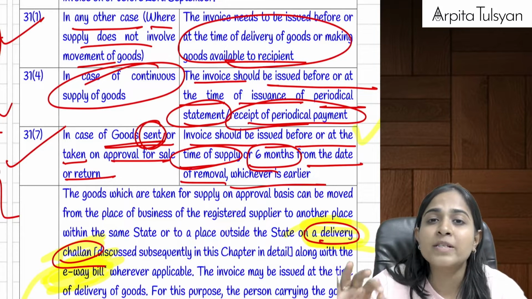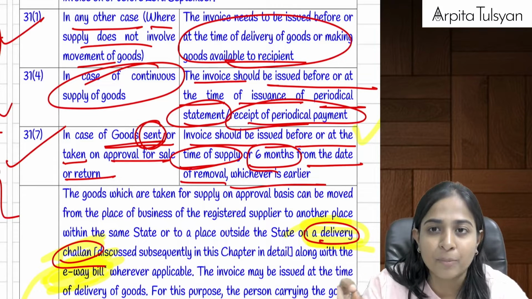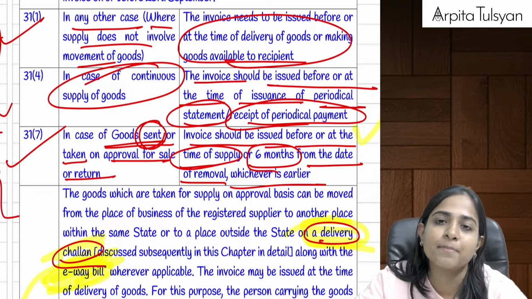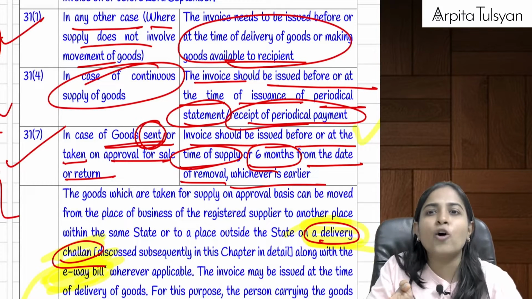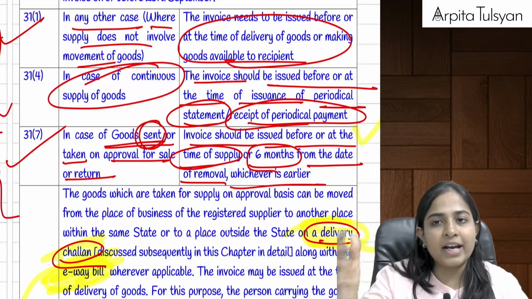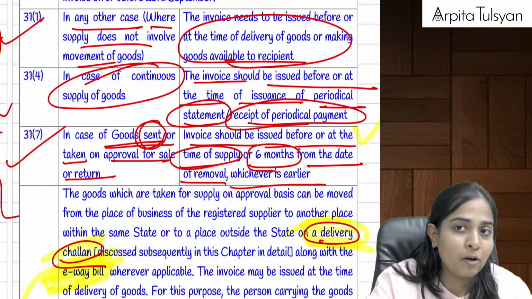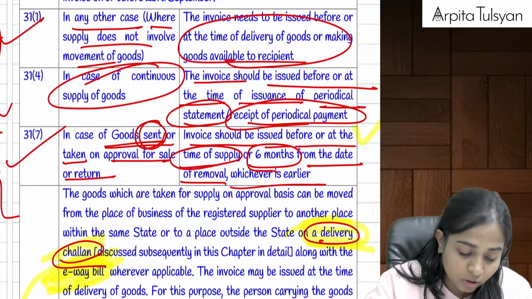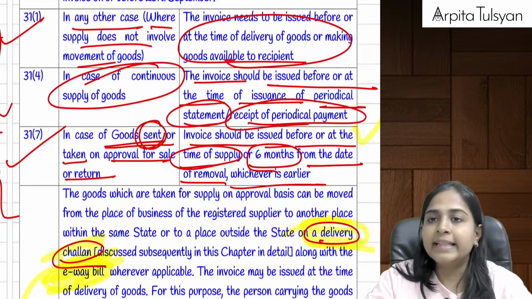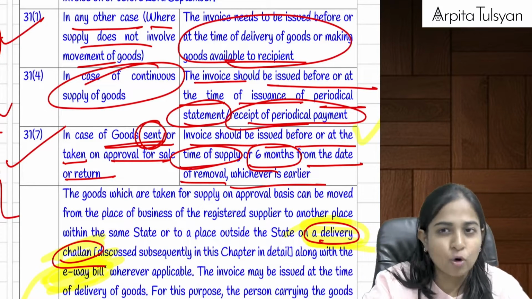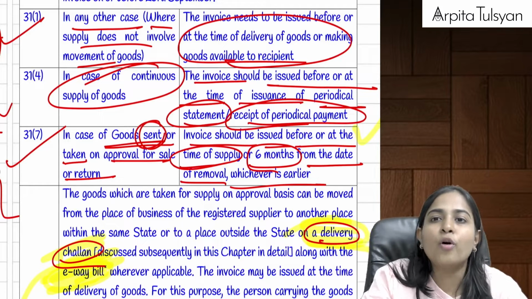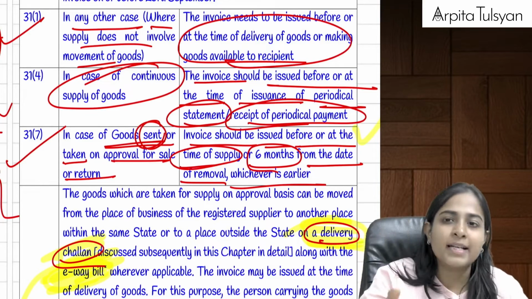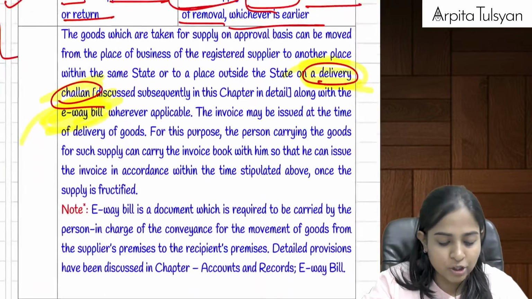If you are not able to sell it within a time period of 6 months from the date of removal from your premises, or if you have not brought it back to your premises within 6 months from the date of removal, then at the end of 6 months we are required to issue an invoice and tax becomes payable on such goods. So basically, in case of goods sent or taken on approval or return basis, the invoice should be issued at the time of supply when it is sold, or if it is not sold or not brought back within 6 months, then as soon as those 6 months expire, you are required to issue the tax invoice.